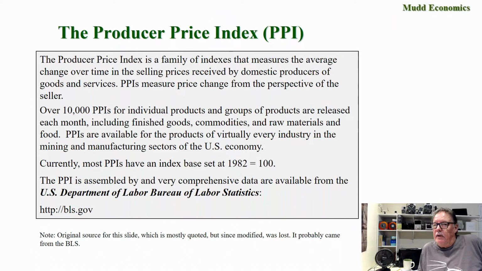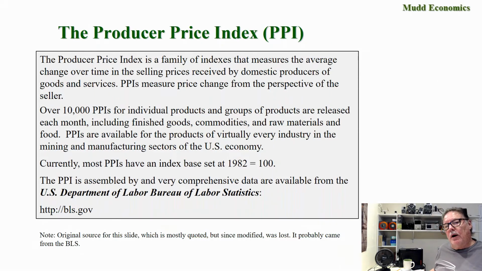So, of course, it's very complicated to look at them. They do aggregate them to some extent, and we look at one of the aggregates so you can see how volatile it is. But PPIs are available for the products of virtually every industry in the mining and manufacturing sector, and these tend to have an index base set at 1982 equals 100. If you want to look at the entire family of them, then go to BLS.gov and just click on the PPI tabs, and you'll see that there's not one index, there's many, many indexes.